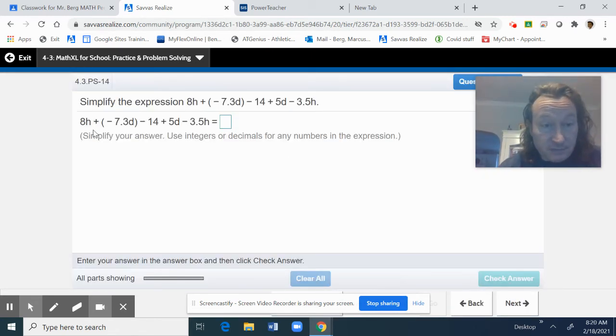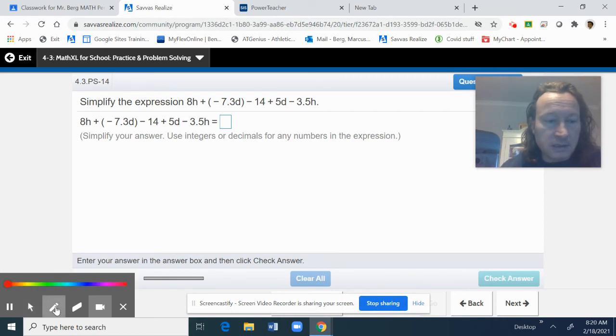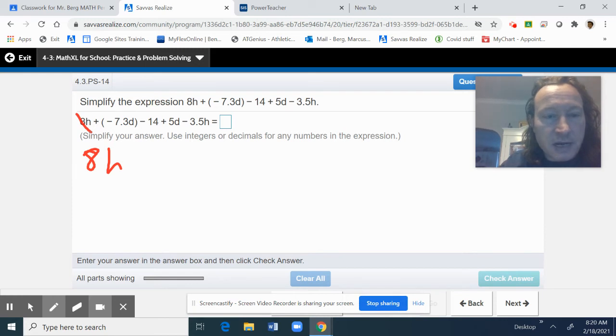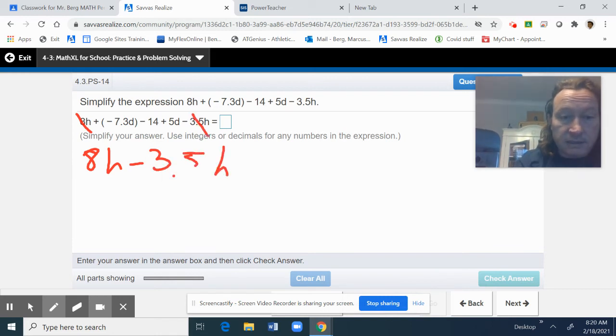Question 5 is like question 1, but there are more terms, and then there's an H. So you're going to have to do this more. Let's take a look at this one and see how we would do it. I start with 8H. The next one's a D, and I'm looking for H's. The next one's a minus 14. Then there's a plus 5D. And then finally, I got a minus 3.5H. So I got these two H's and the minus sign here. So 8H minus 3.5H would be 4.5H.